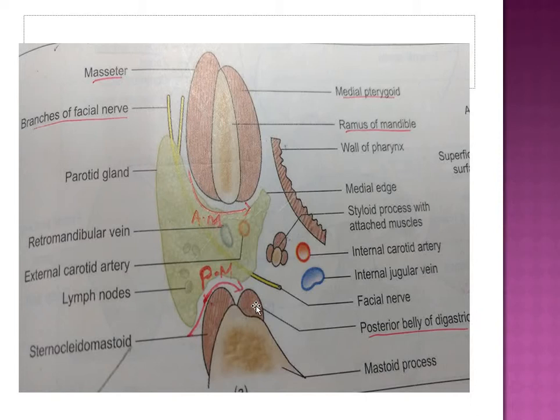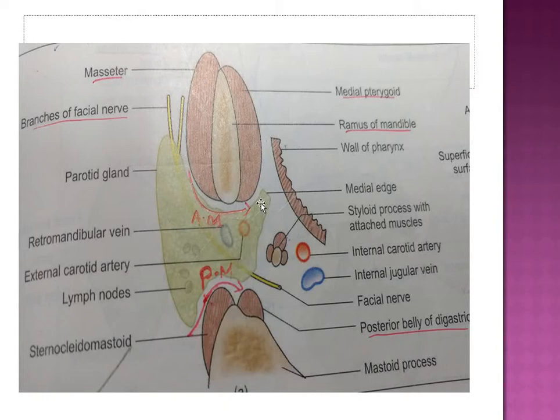And we can see the styloid process. The styloid process with the 3 attached muscles. The ECA, the external carotid artery, enters the gland through this surface. This is the internal carotid artery, which lies deep to the styloid process. This is the styloid process.